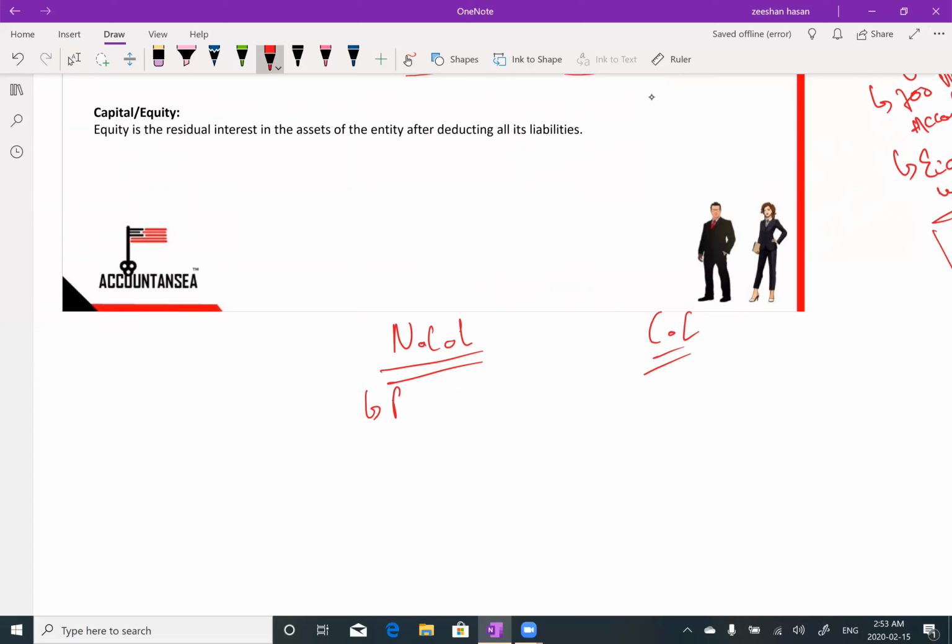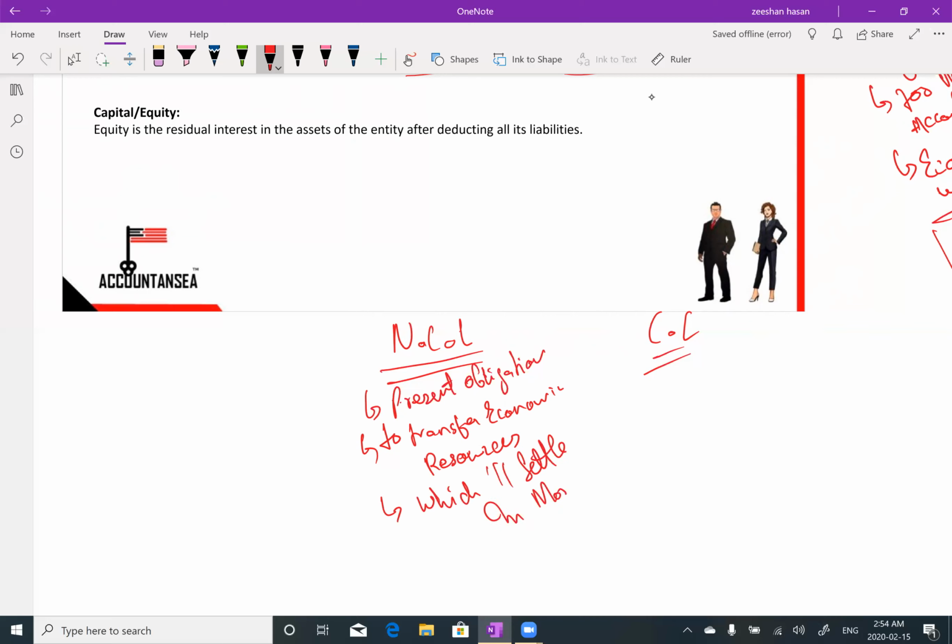So again, it is a present obligation. Non-current liability is a present obligation to transfer economic resources which will settle in more than 1 year, right?